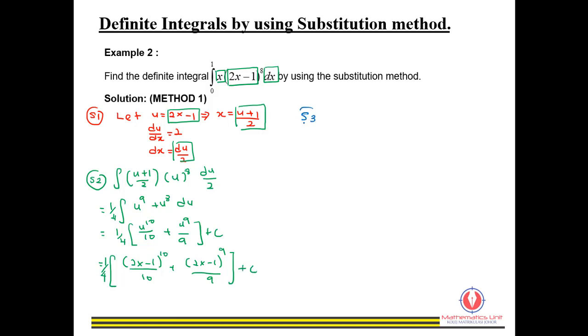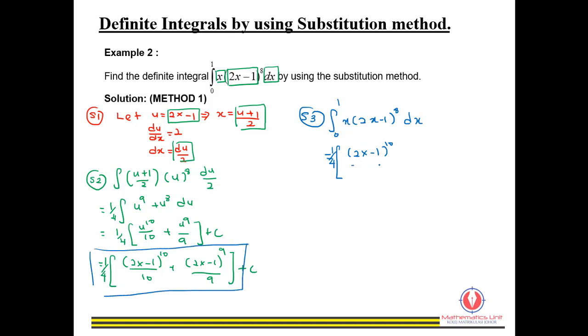The third step. Now we are going to substitute the limit. So the question here is the integration from 0 to 1 of x times (2x minus 1) to the power of 8 dx. This is actually equal to 1 over 4 times (2x minus 1) to the power of 10 over 10 plus (2x minus 1) to the power of 9 over 9, and put the limit from 0 to 1. Now we are going to substitute the limit.